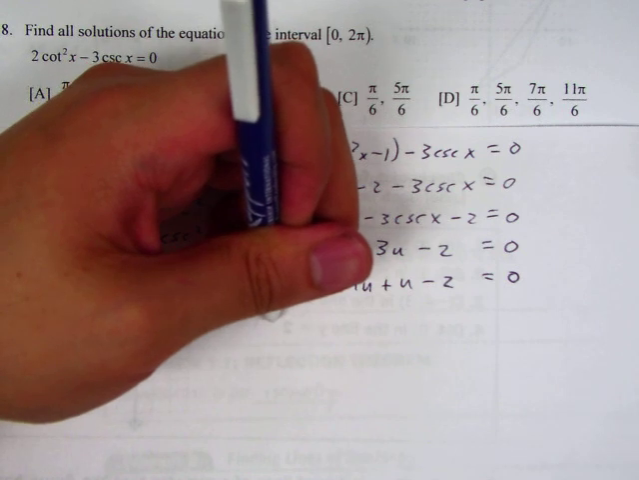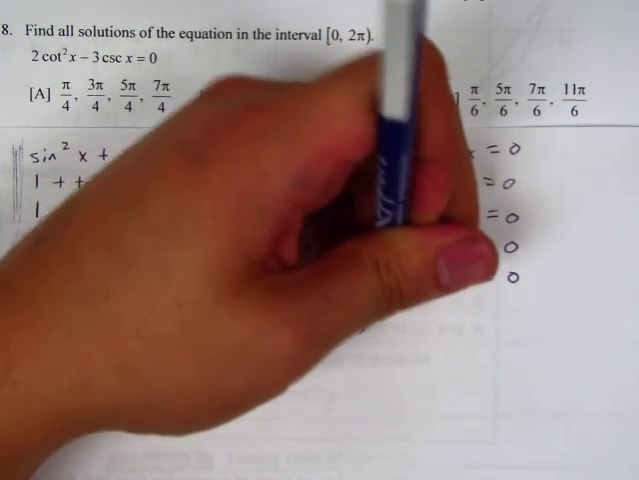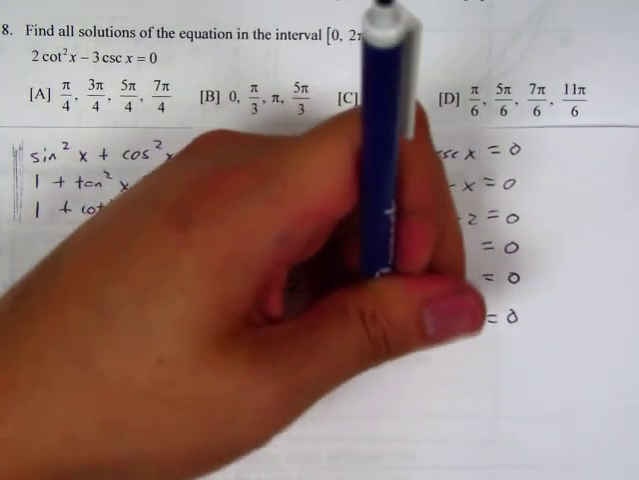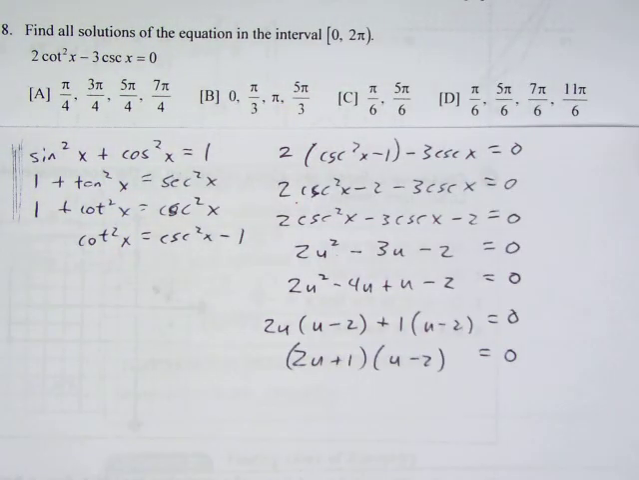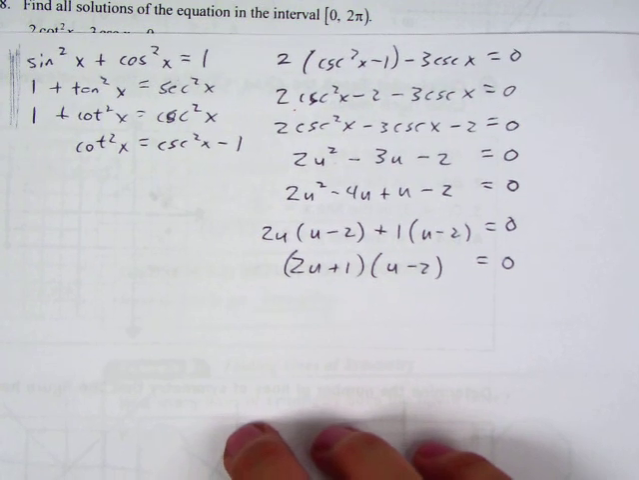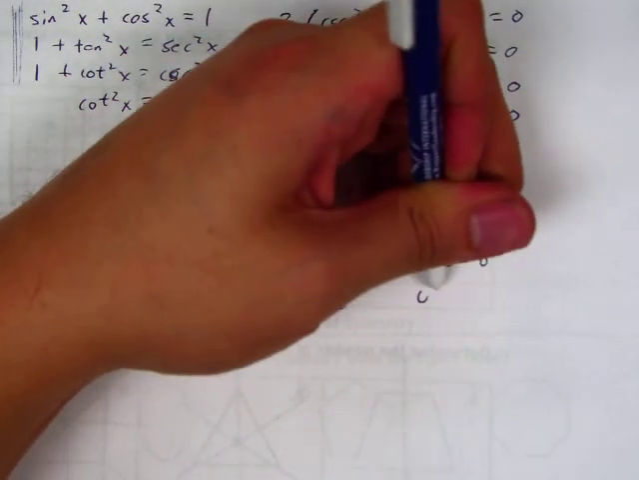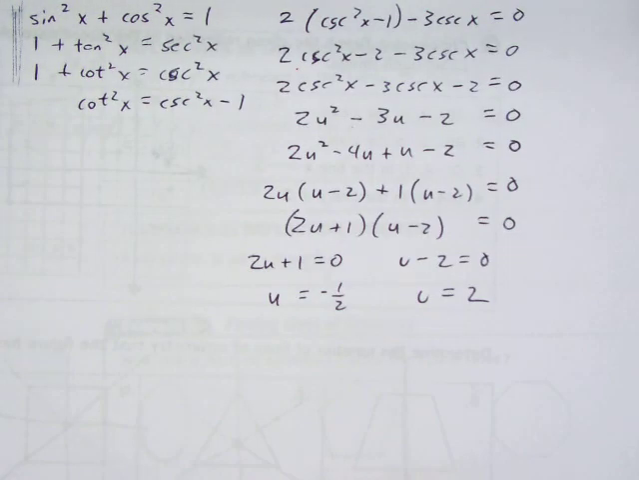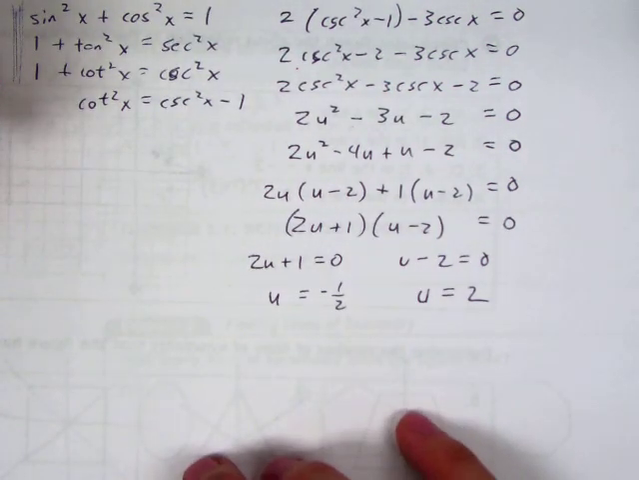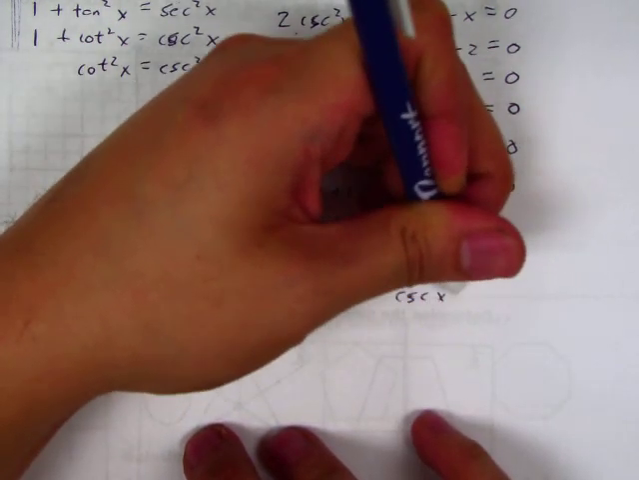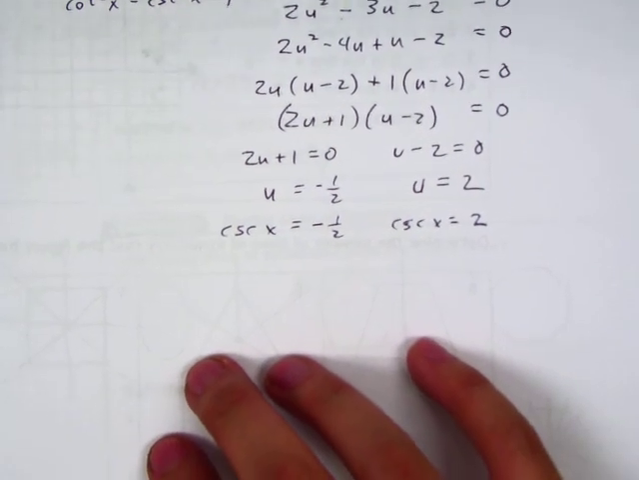Factor by grouping. Zero product property. Solve for u. Unfortunately, we're not just done right there, though. We have to now solve for x. So you have to solve for x there.